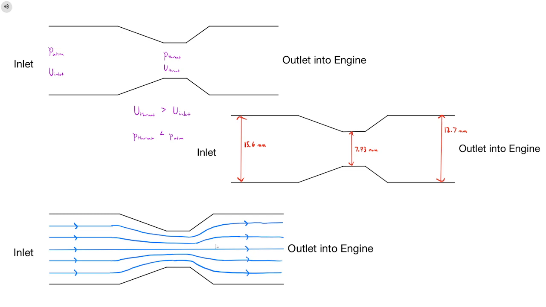Here are our drawings of the venturi. We can see that the diameter of the throat is way smaller than the diameters at the inlet and outlet, and these are the streamlines that we estimated. And we can see that the pressure at the throat is less than the atmospheric pressure, and the speed at the throat is greater than the inlet speed.